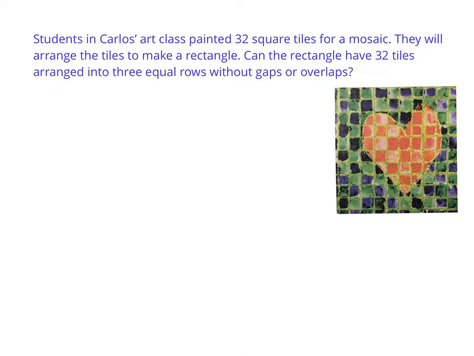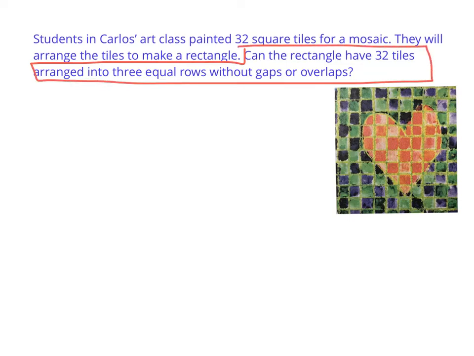So the first thing, as always, when answering a question is to make sure you know what they're asking you. So here is the question part of the word problem. Can the rectangle have 32 tiles arranged into 3 equal rows without gaps or overlaps? So gaps are spaces, and overlaps are putting tiles on top of each other. So they basically want the mosaic to be flat, such as in this one here.